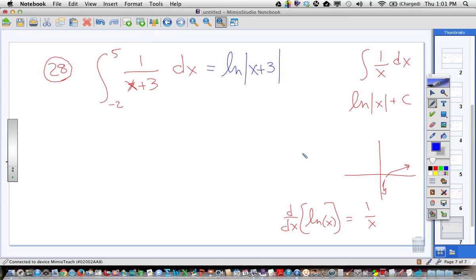We can test it. Do the derivative. Derivative of ln |x plus 3| is 1 over x plus 3. Now the bars don't matter there when we do the derivative. They're just there to make sure that we keep the input of natural log positive.